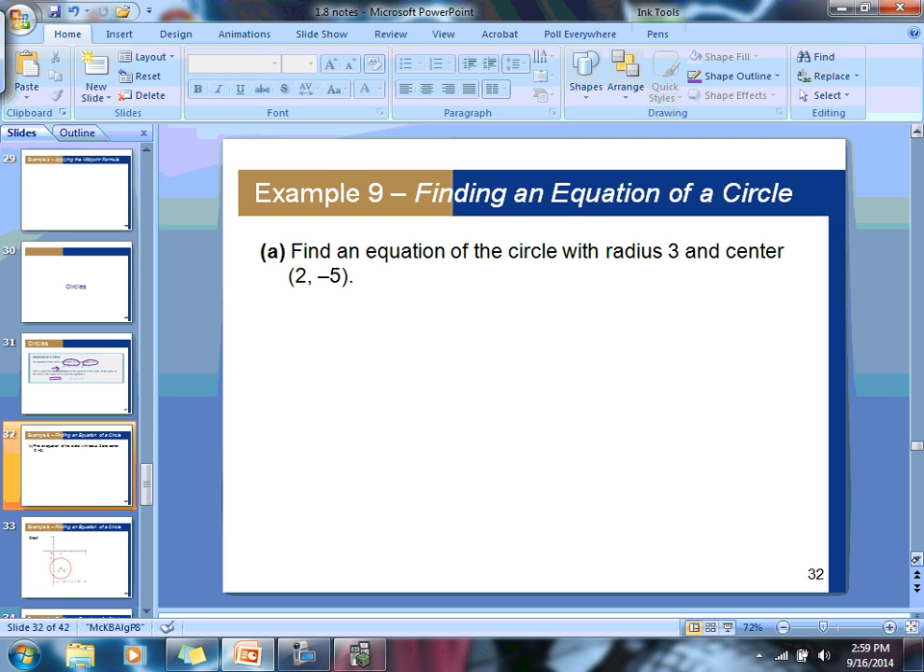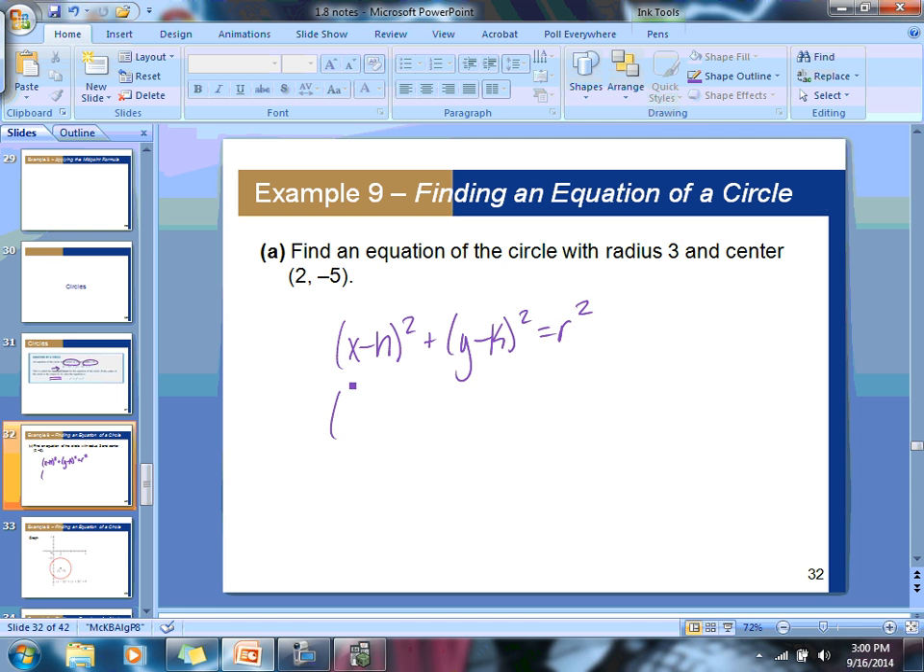So we have a few circle examples. Example 9 has part A. It says find an equation for the circle with a radius of 3 and a center of 2, negative 5. So basically we're just going to take this information and plug it into our equation. We had (x minus h) squared plus (y minus k) squared equals the radius squared. That was our standard form for our circle.